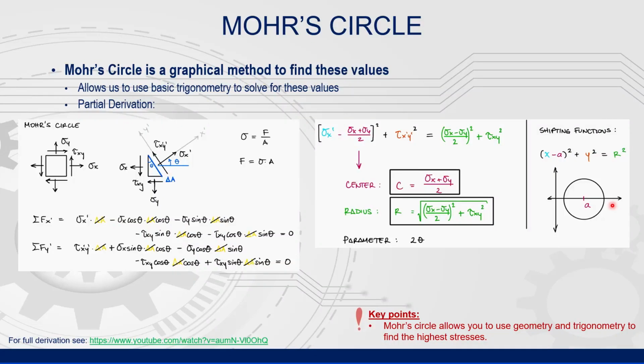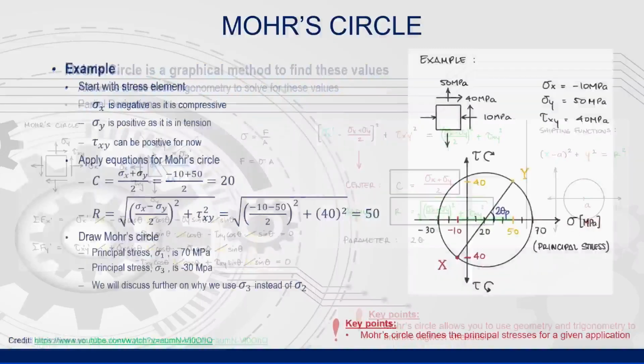The x-axis is the normal stress, and the y-axis is the shear stress. The center of Mohr's circle is always on the horizontal axis. Where the circle crosses the horizontal axis tells us the maximum and minimum normal stresses. Where the diameter lines up to the vertical axis tells us our maximum and minimum shear stress.